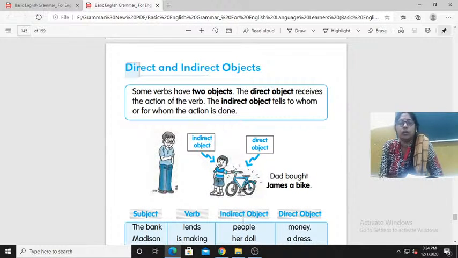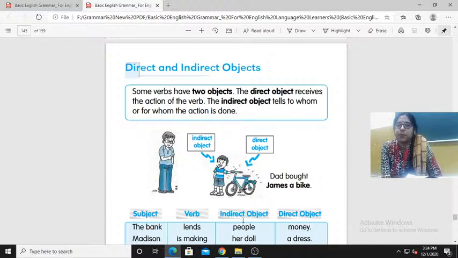First of all, yesterday I discussed subject, verb and object. Subject is either a noun or a pronoun. The same thing is true of the object also. Yes, an object is also either a noun or a pronoun. Okay, so let us know about this. Some verbs have two objects. Sometimes you will not always find this in the book, but sometimes we get this kind of exercise.